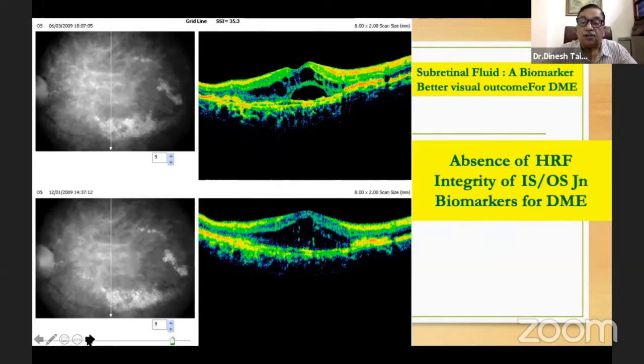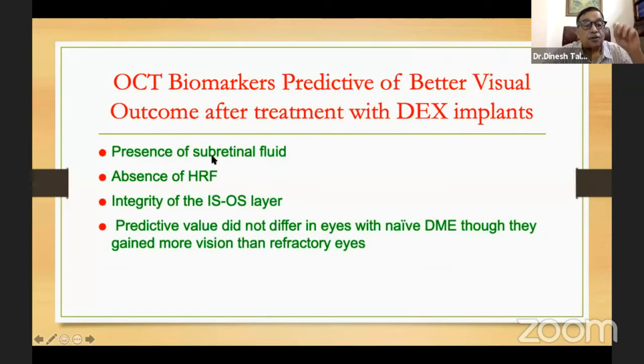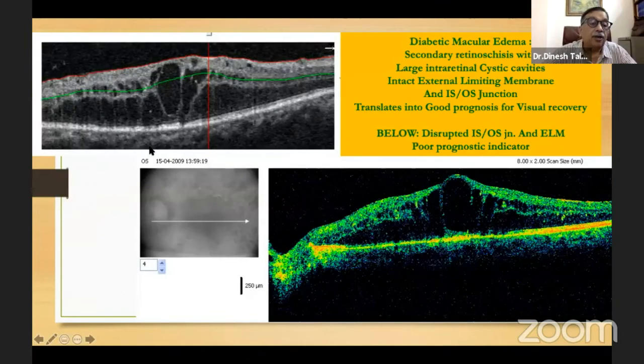And we will also discuss the ISOS junction. Now, presence of subretinal fluid, absence of hyperreflective spots, and complete integrity of the ISOS junction, these are all predictive of better outcome following treatment. And there's a study which was done in dexamethasone implants, which showed that this was good. And the predictive value did not vary whether they were treatment naive DME patients, but the vision response was better than in refractive eyes.